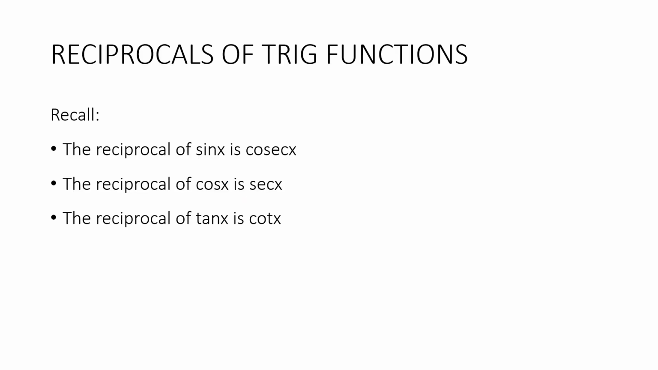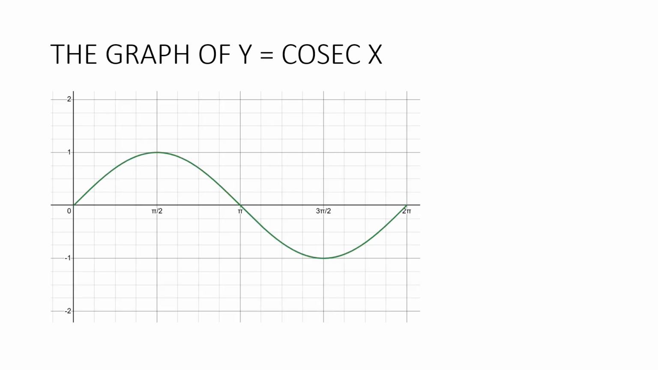Now, the reciprocal trig functions are really famous. And recall, the reciprocal of sin x is cosec x, the reciprocal of cos x is sec x, and the reciprocal of tan x is cot x. We're going to draw their graphs. So let's start with cosec x. Of course, it is equal to 1 over sin x. I'm going to use the same methods. Anywhere there's a 0 becomes an asymptote.